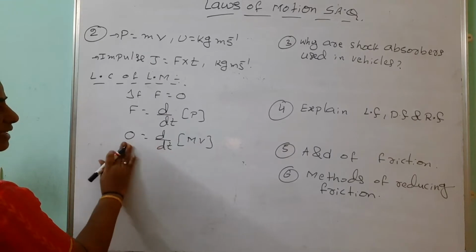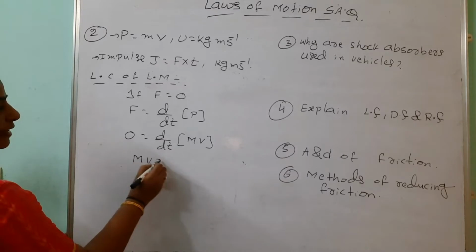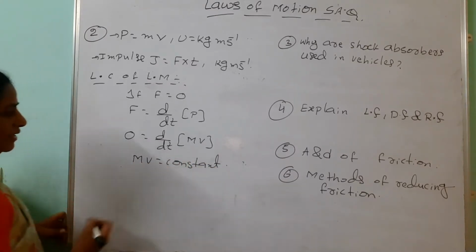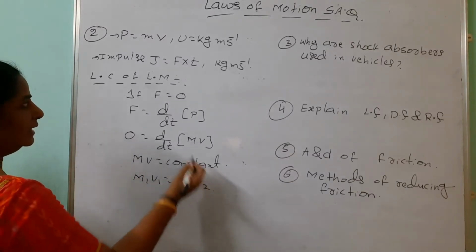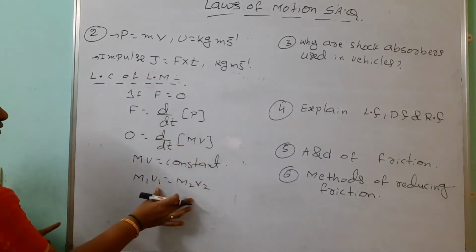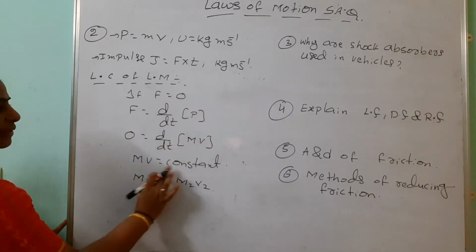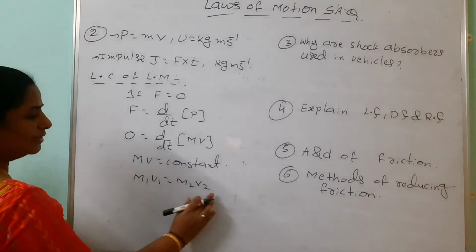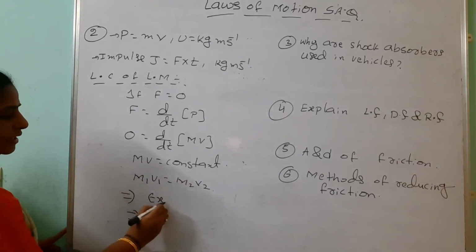What is the meaning of this? This is 0, which means it is not changing with respect to time. So mv equals constant. So it should be right, m1 v1 equals m2 v2 also. Look here, the momentum definition is over, impulse is over. Law of conservation of linear momentum means if there is no external force acting on the body, then immediately you can say momentum equals constant. So we can write m1 v1 equals m2 v2. And you should give two examples also. One is the explosion of a bomb.